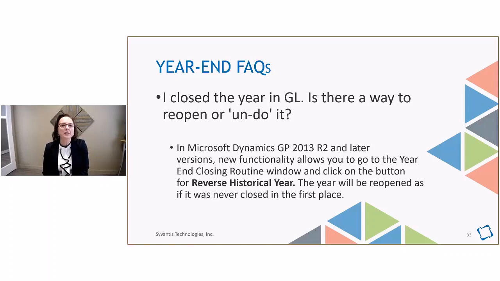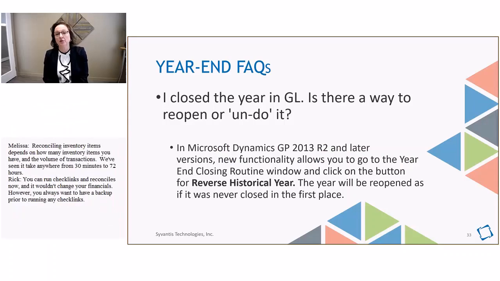Is there a way to undo it? Yes. If you're GP 2013 R2 and later, which I believe nearly all of our clients are at this point, you can go into the year-end closing routine window, and there's a button that says reverse historical year. It'll be reopened as if it was never closed in the first place. It's actually really slick and really fast. I do recommend a backup first, but beyond that, just go for it because you can just undo it and then make whatever adjustments you need to make and then go ahead and reclose it.